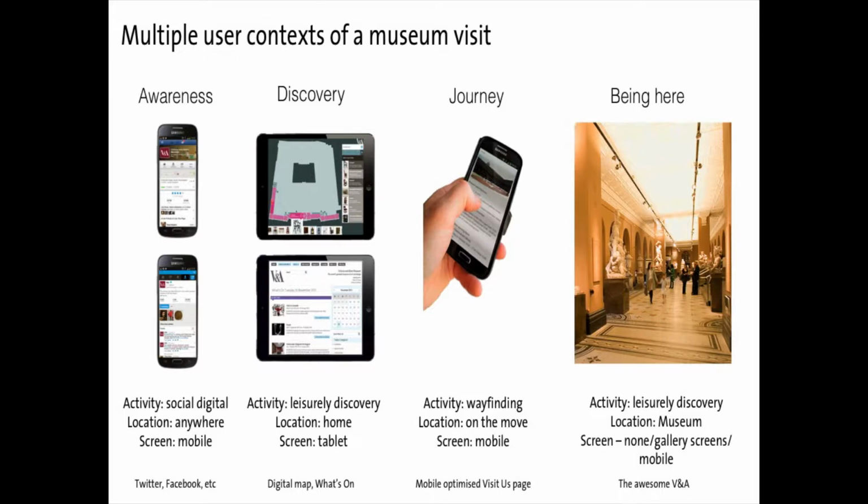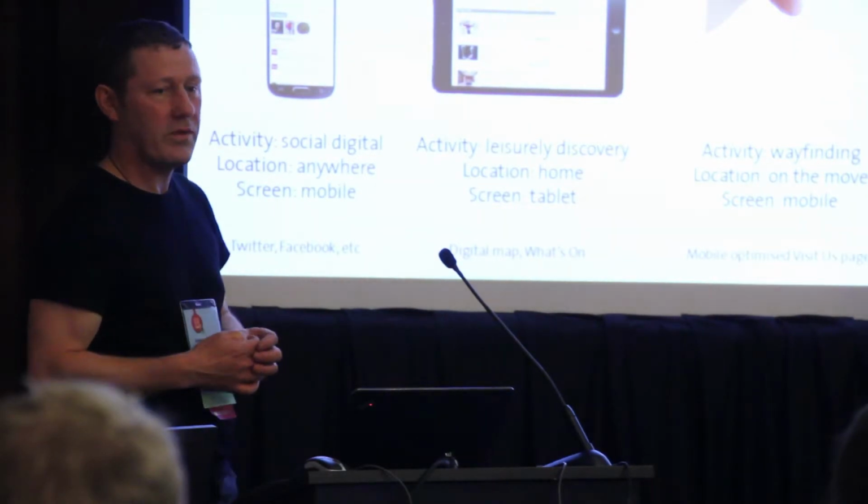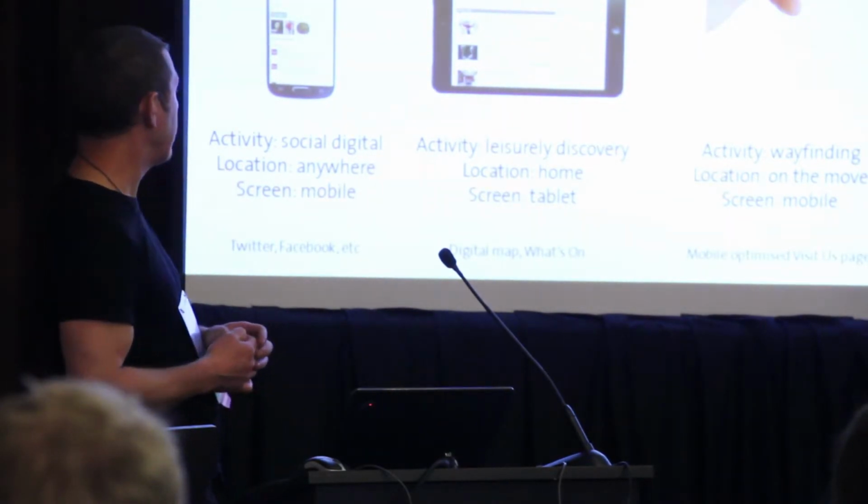So this is a slightly more advanced way of looking at it. This is one particular user journey, if you like, which is how do you get to a museum in this case. The reason I've chosen this one is A, it's quite simple and we've done a bit of work on it, and B, most people in the room will be trying to get people to come to a location, so it's hopefully a bit relevant.